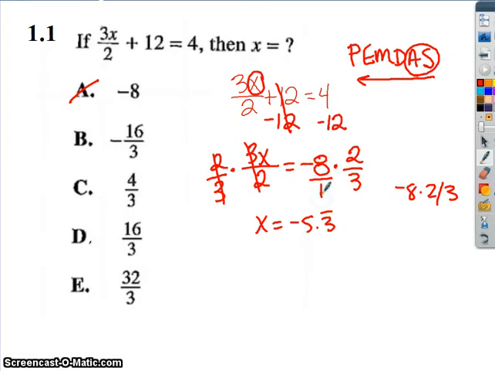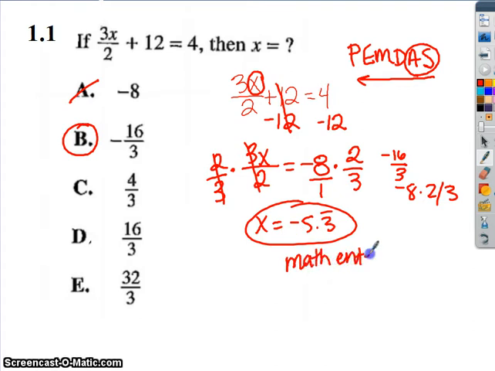Negative 8 is understood to be over a 1. So that would be negative 8 times 2 is negative 16, and then 1 times 3 is 3. So you can pick out your answer from there. Or you could have typed all these in your calculator and see which one gave you this decimal. Or once you have this decimal, you could hit math, enter on your graphing calculator, and it will turn it back into a fraction for you. There's a lot of options to get to the correct answer.